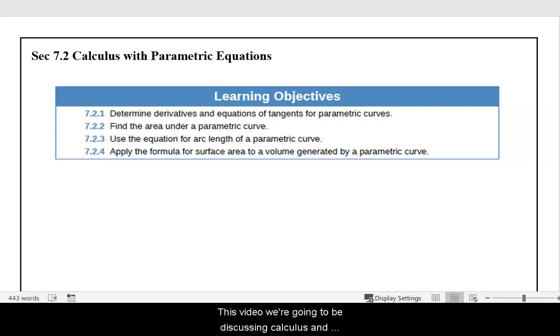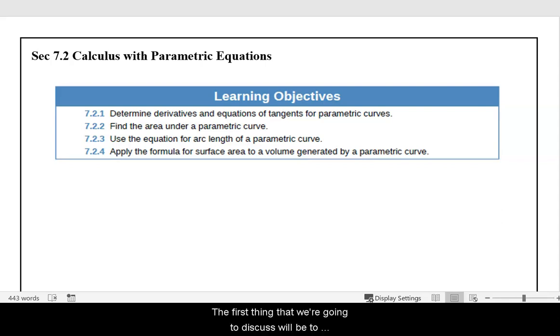In this video, we're going to be discussing calculus and parametric equations. This corresponds to section 7.2 out of the OpenStax Calculus book, volume 2. There are 4 learning objectives for this section, but we're only going to cover 2 in this video.